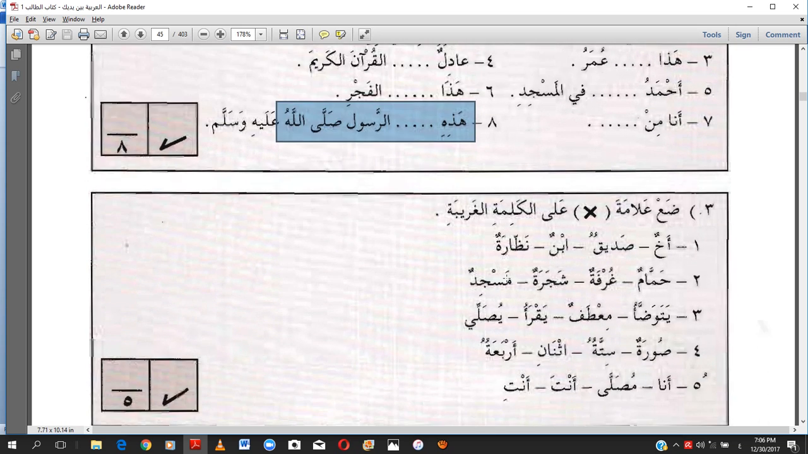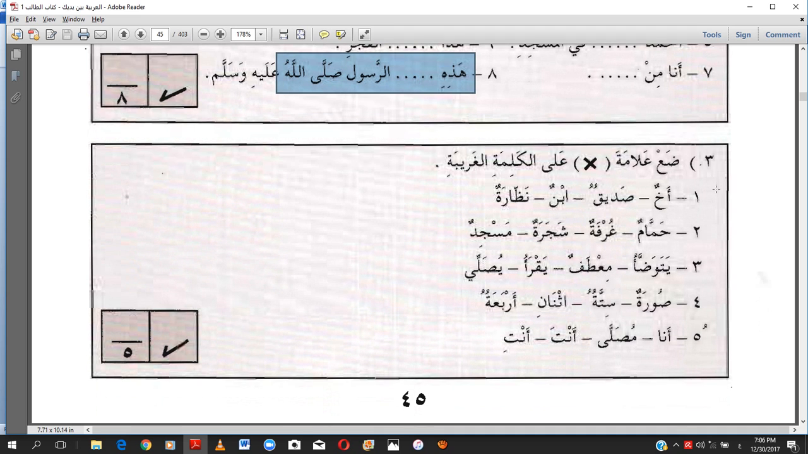So we understand those vocabulary words. And this one was just fixing the word that doesn't go in the sequence, right? ضع علامة الخطأ على الكلمة الغريبة. Cross out the strange word. Cross out the word that doesn't belong. So we had, for example, in the first one it says أخ, صديق, ibn, nadhara. And nadhara was the strange word, right?